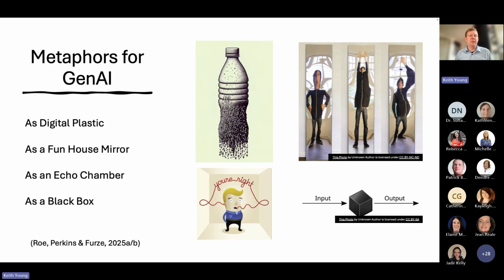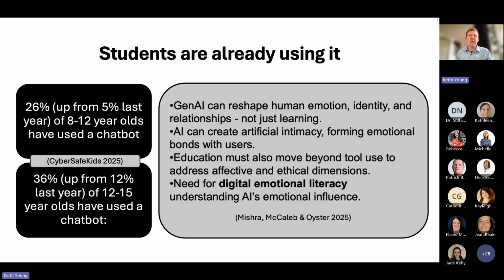And these are all super useful for exploring AI. And I think that we need to start doing that because, like I mentioned already, students are using this technology. If we're looking at the latest stats, and if anyone knows of better stats, please let me know, the only stats I've been able to find in the Irish context are from CyberSafe Kids. But from their recent study, 26% of 8 to 12-year-olds have used a chatbot, which is up from 5% last year, and 36% of 12 to 15-year-olds have used a chatbot, which is up 12% from last year. And those increases are significant. And a lot of the models they might be using could be the Snapchat AI.